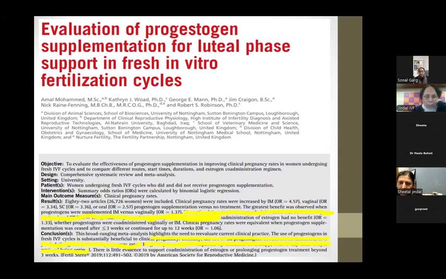the vaginal progesterone. And coming to the timing, people have compared various durations of giving the progesterone, from as low as till beta HCG positive to up to 12 weeks. And there is a wide variation again in this. I will come to it later on. But in this meta-analysis, the progesterone supplementation was ceased after less than 3 weeks. And they said that clinical pregnancy rates were equivalent if you stop once the UPT is positive, or maybe 1 week later, or if you continue up to 12 weeks.